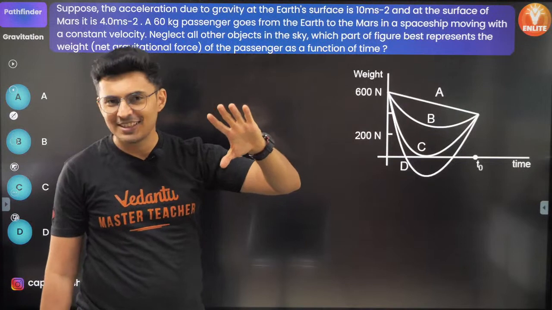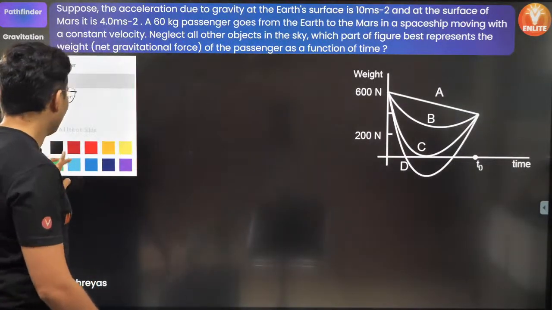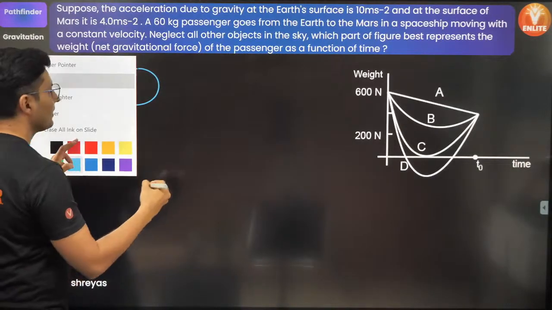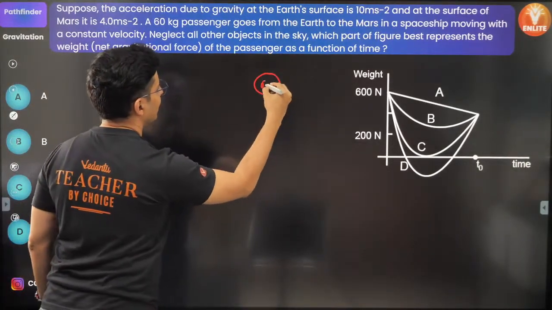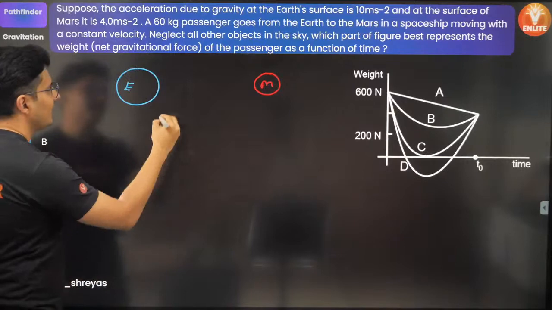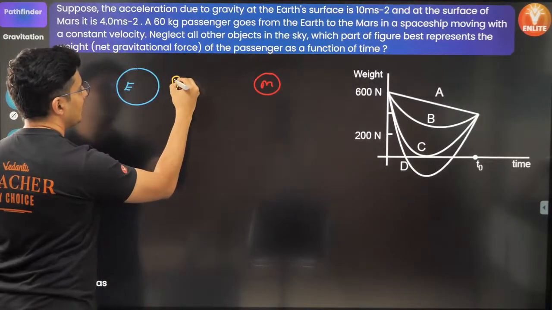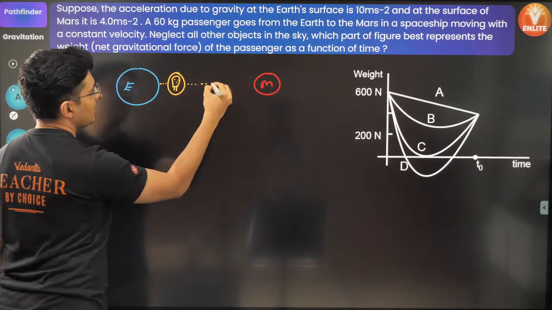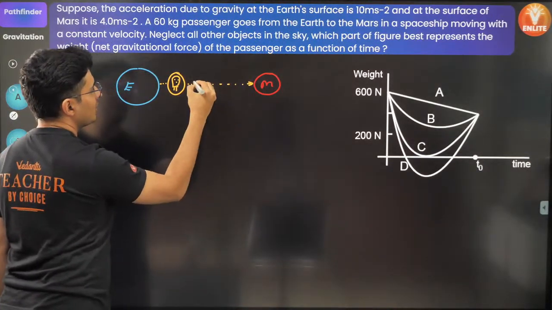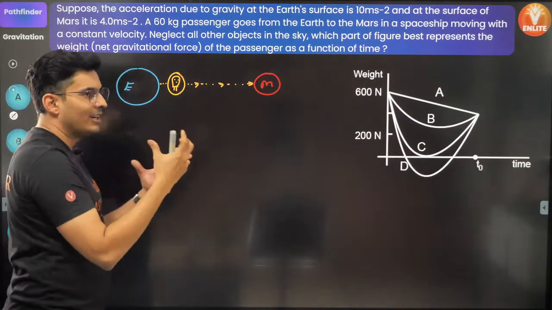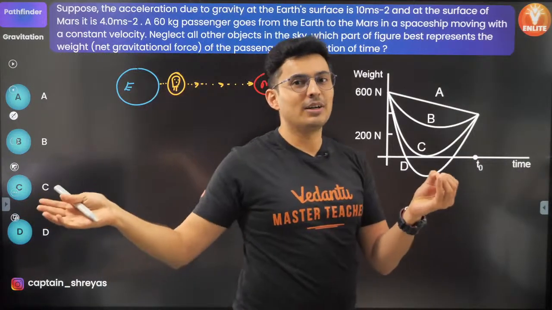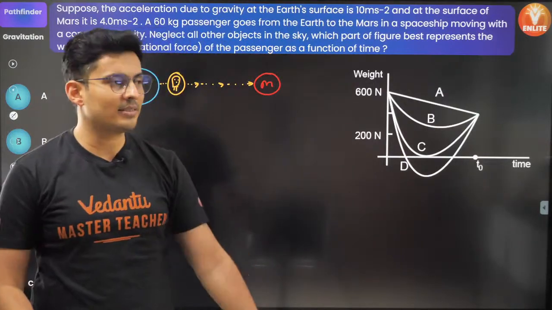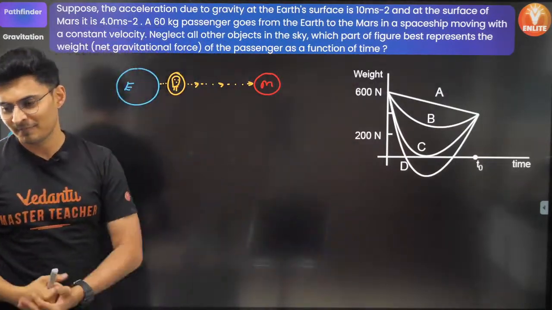So just imagine there is Earth over here. This is your Earth, and there is Mars. Mars is a red planet. And there is this Pandu over here in a spaceship. Just imagine it. He slowly travels from here to here. So the question is, how will the gravitational pull change from the Earth to the Mars? Which graph is the best representation of this?